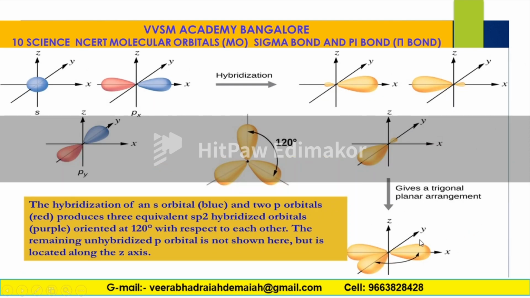The hybridization of an s orbital and two p orbitals produces three equivalent sp2 hybrid orbitals, purple, oriented 120 degrees with respect to each other. The remaining unhybridized p orbital is not shown here but is located along the z-axis. Signs of hybridization: s orbital, p orbital, the extension of atomic structure.